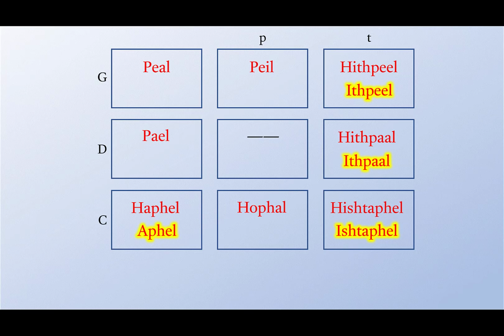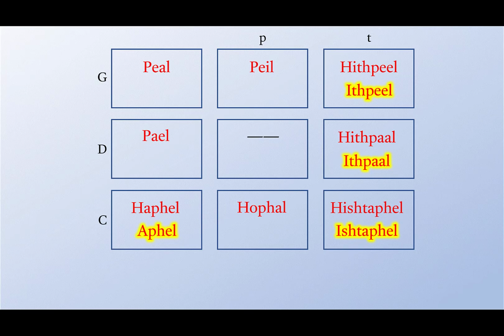Well, let's start in the upper right. We see in the TG cell that previously only had hitpa'el, now we see itpa'el. And then in the TD cell, hitpa'al and itpa'al and so forth. Hishtafel, ishtafel. What's happened? Well, these stems, instead of having a hey prefix, have an aleph prefix and are free spelling variants, just as in the lower left, the hafel and the afel.